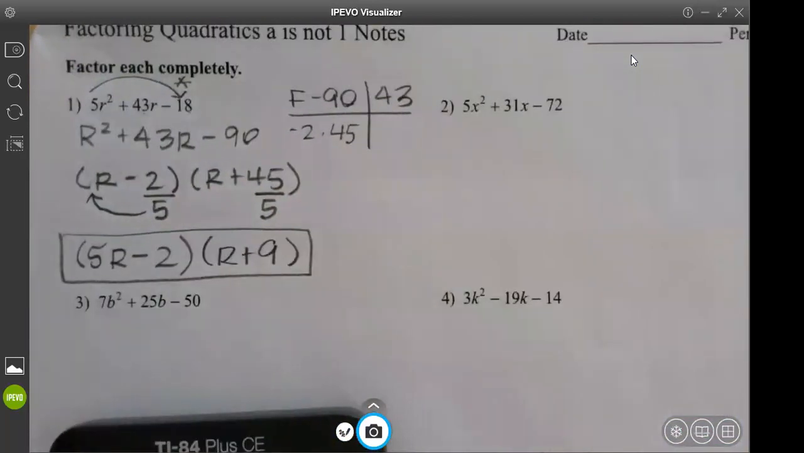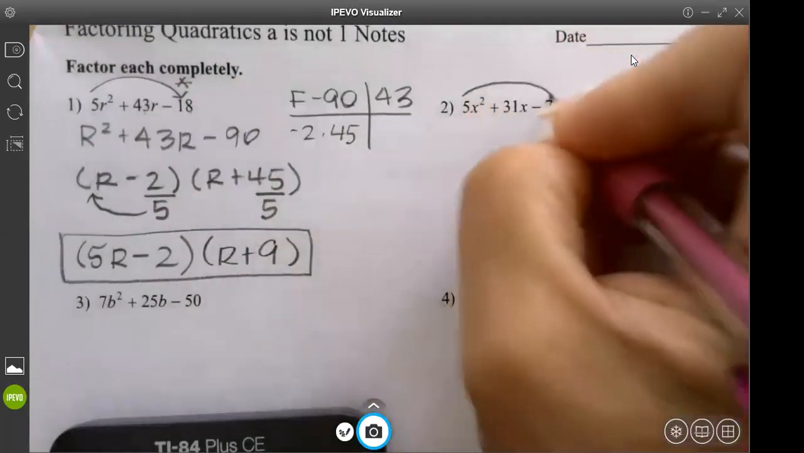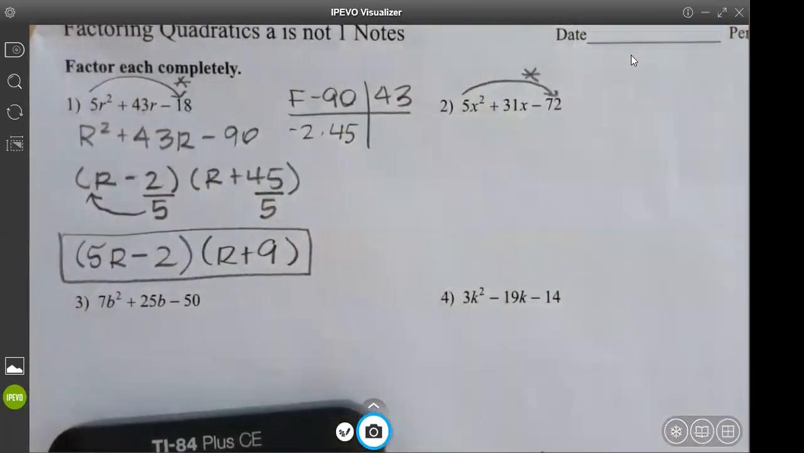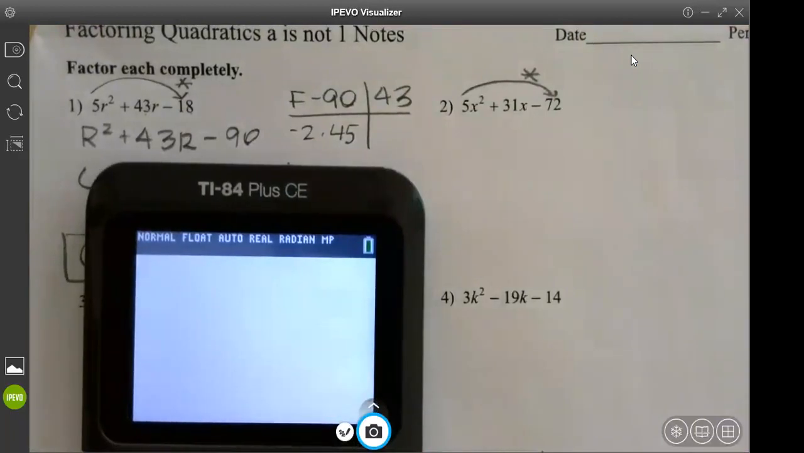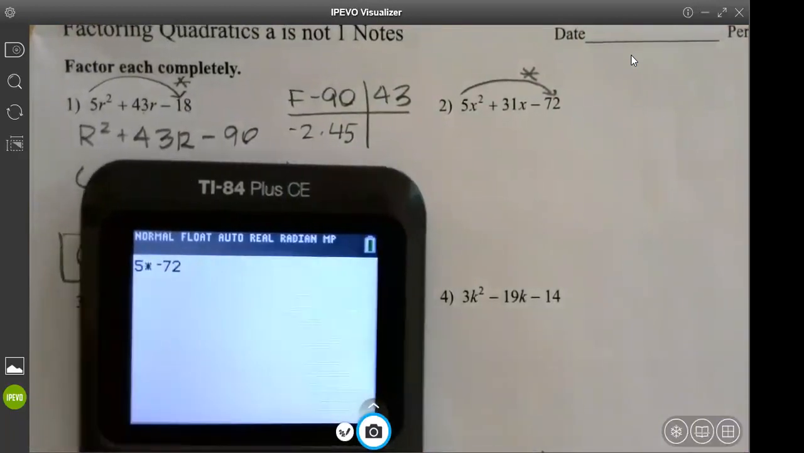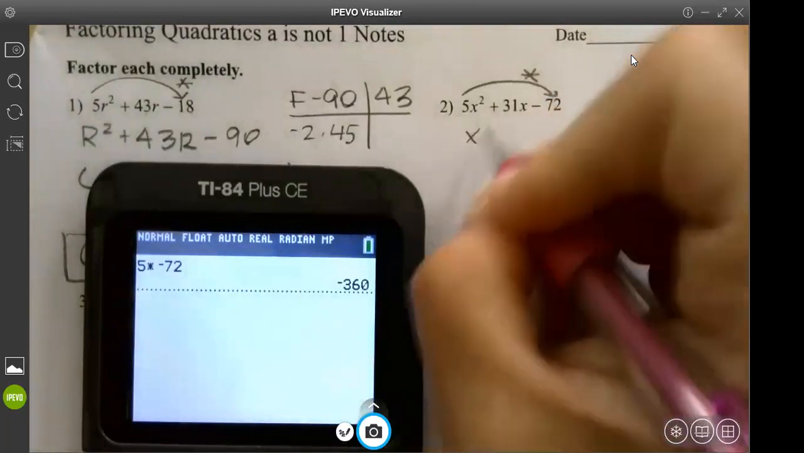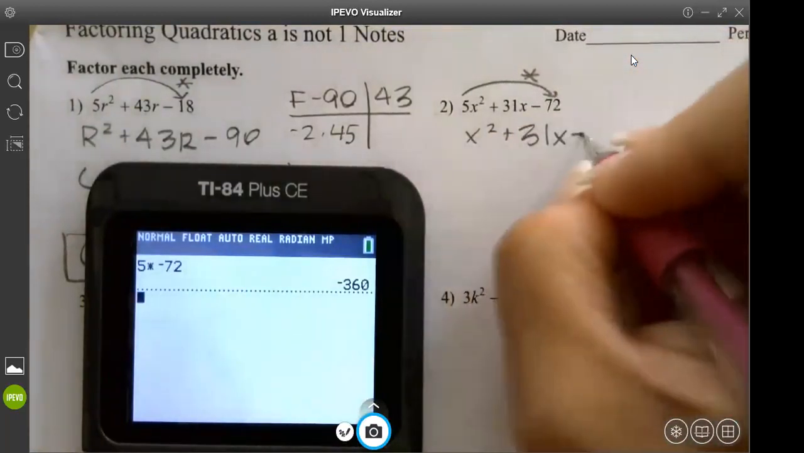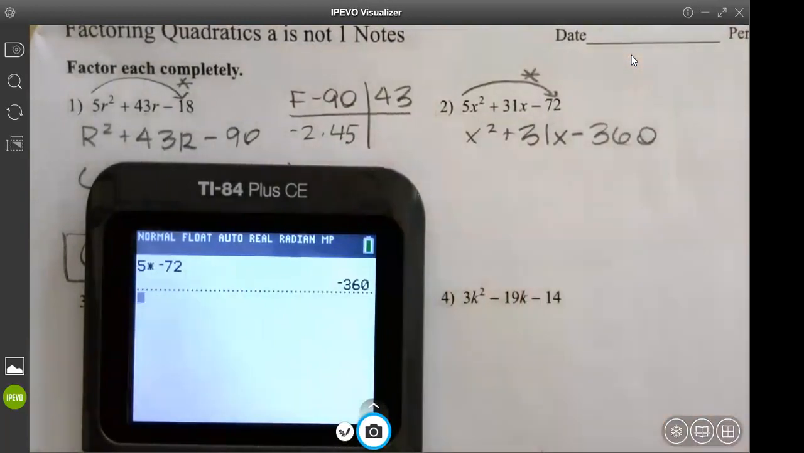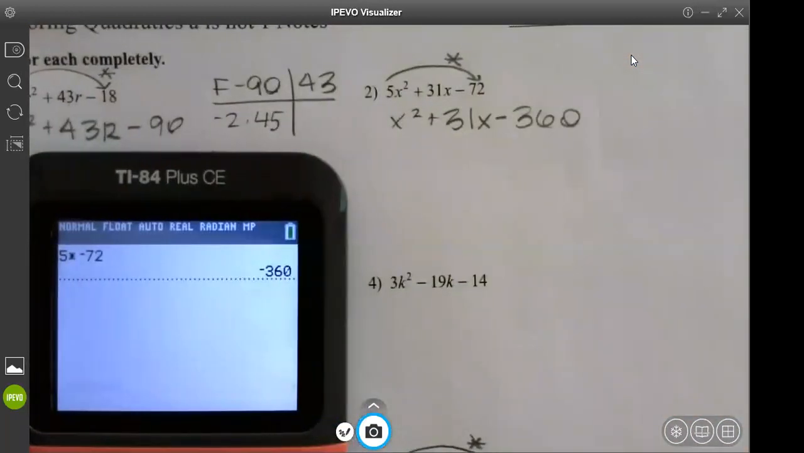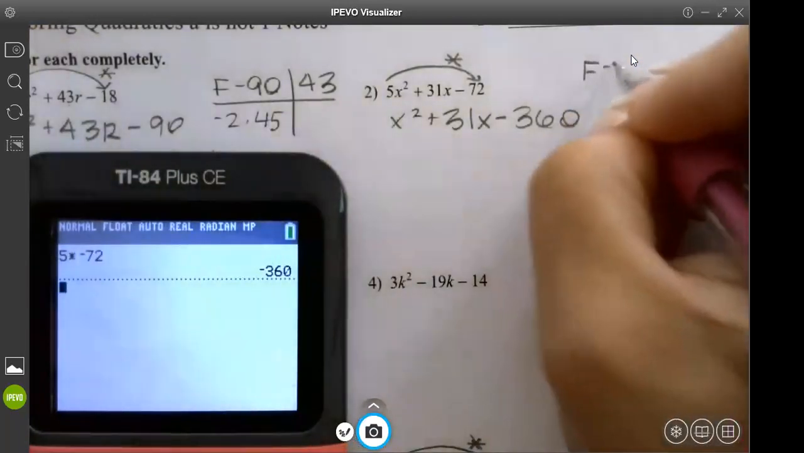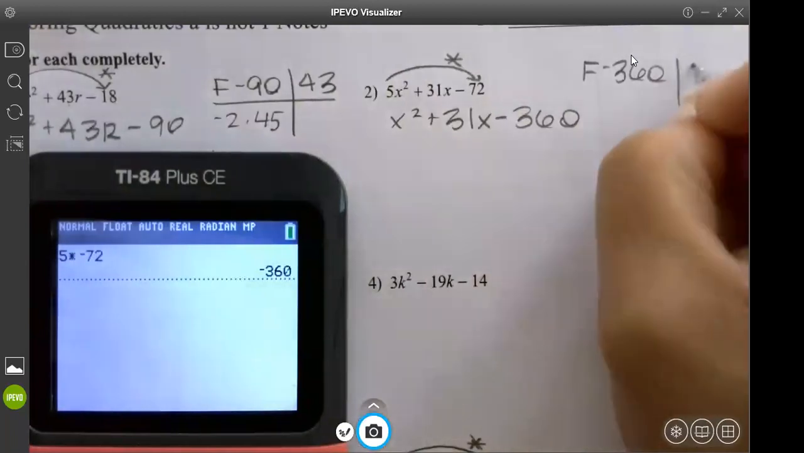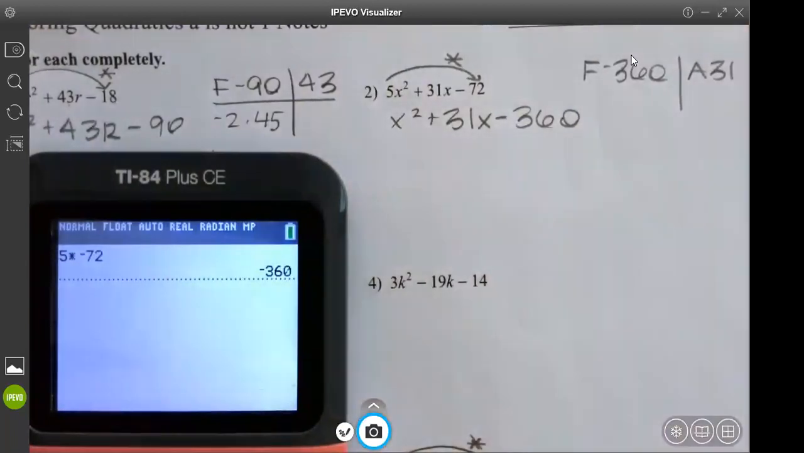Number 2, we're going to slide the 5 over and multiply it together. We get x squared plus 31x minus 360. I need factors of negative 360 that add to 31.